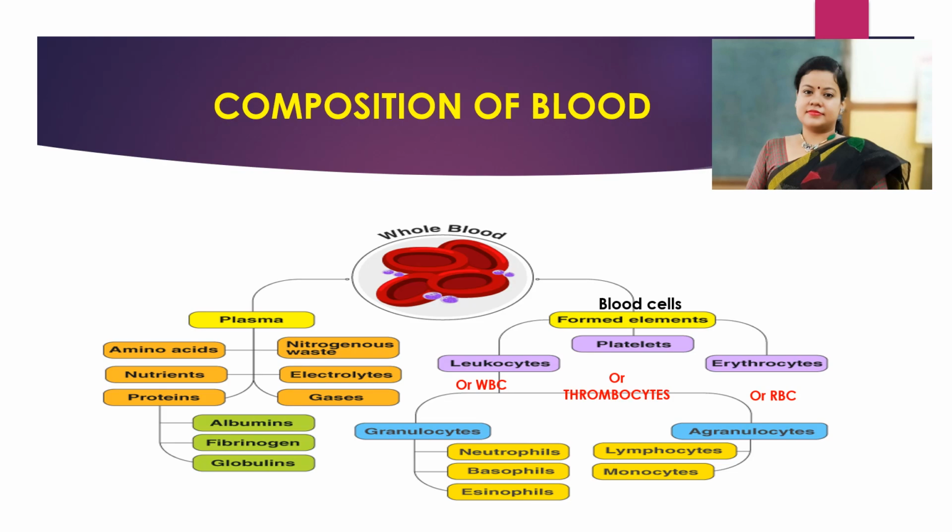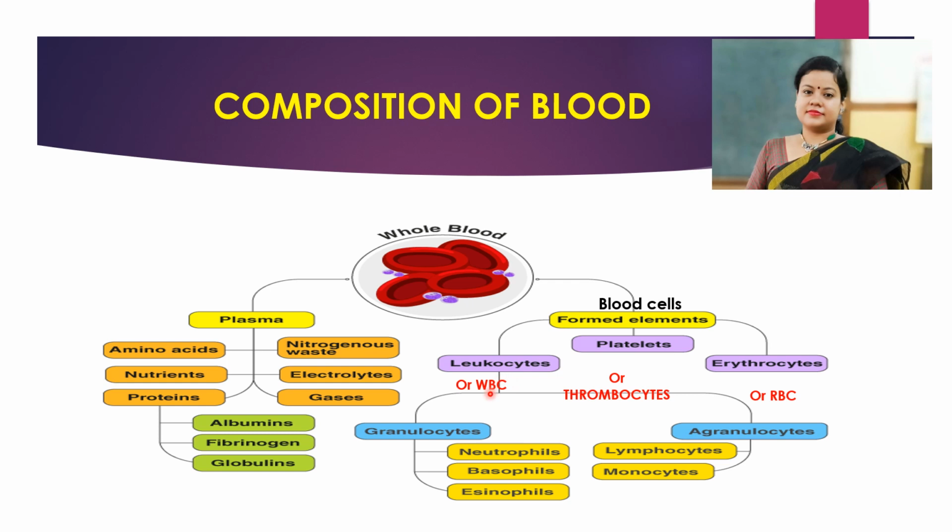Composition of blood. Blood comprises mainly plasma and blood cells. Plasma is the liquid part of the blood which contains many important materials like nitrogenous waste, electrolytes, gases, amino acids, nutrients and proteins like albumin, fibrinogen, globulin. And there are three kinds of blood cells: leukocytes or WBC, platelets or thrombocytes, erythrocytes or RBC.